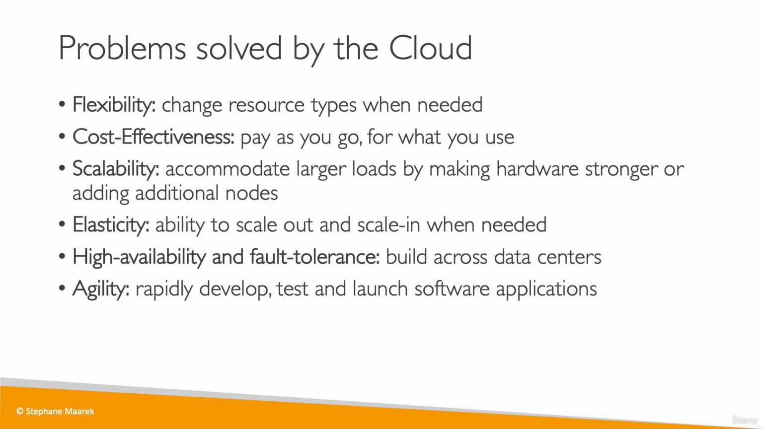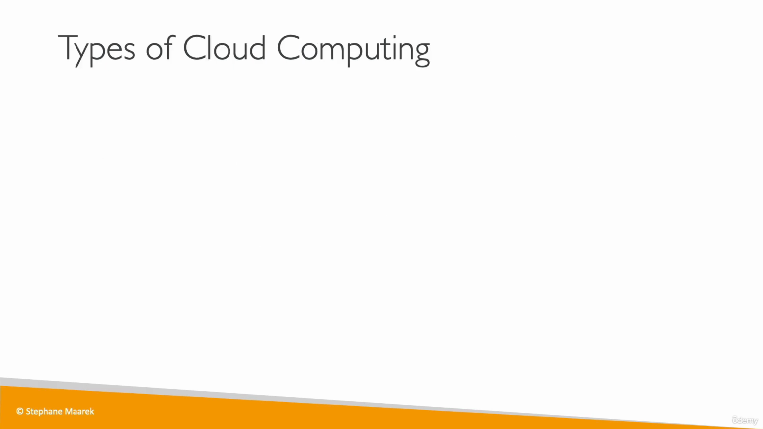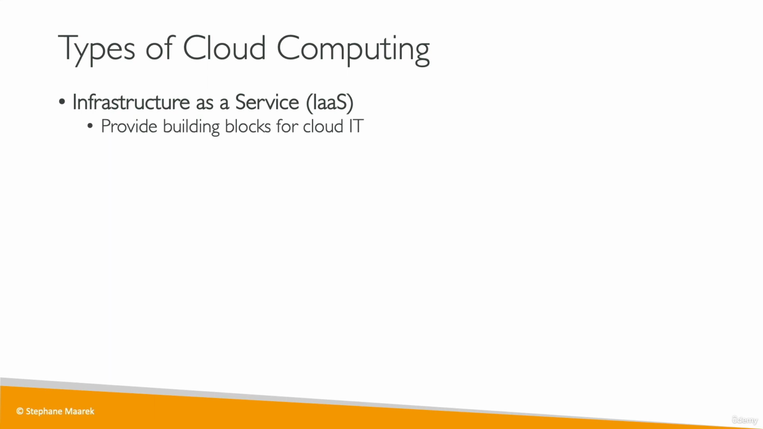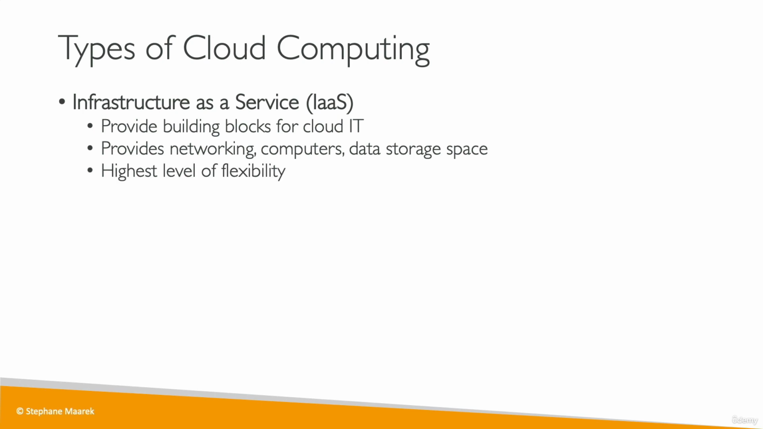Now, in the next lecture, we're going to view one step further what are the different types of cloud computing. As we will see in this course, there are different types of cloud computing, and it is important for us to be able to recognize them. The first one is called Infrastructure as a Service, or IaaS. This is to provide the building blocks for cloud IT. With this IaaS, we're going to provide networking, computers, and data storage space in its raw form. And using these building blocks, these building Legos, we're going to be given a very high level of flexibility, and we can easily understand how we can migrate from traditional on-premises IT to the cloud.